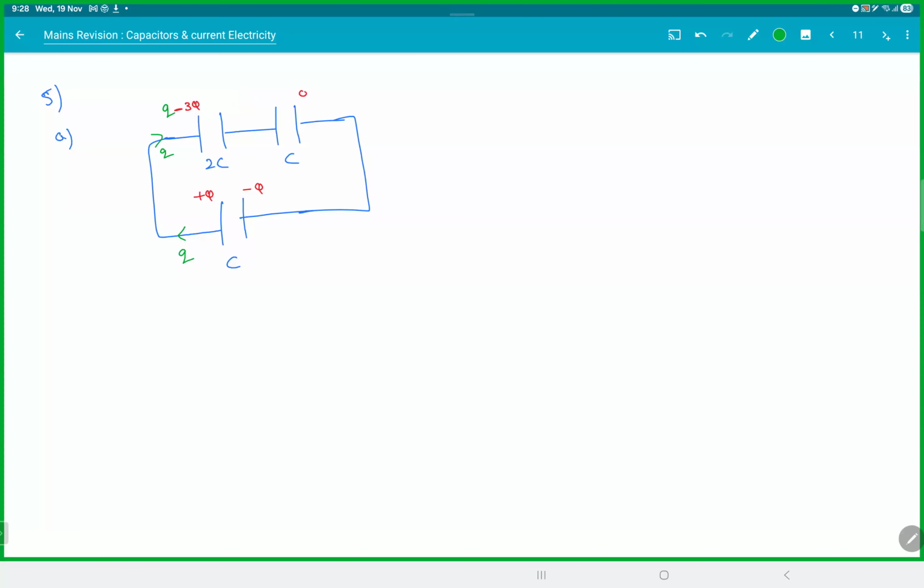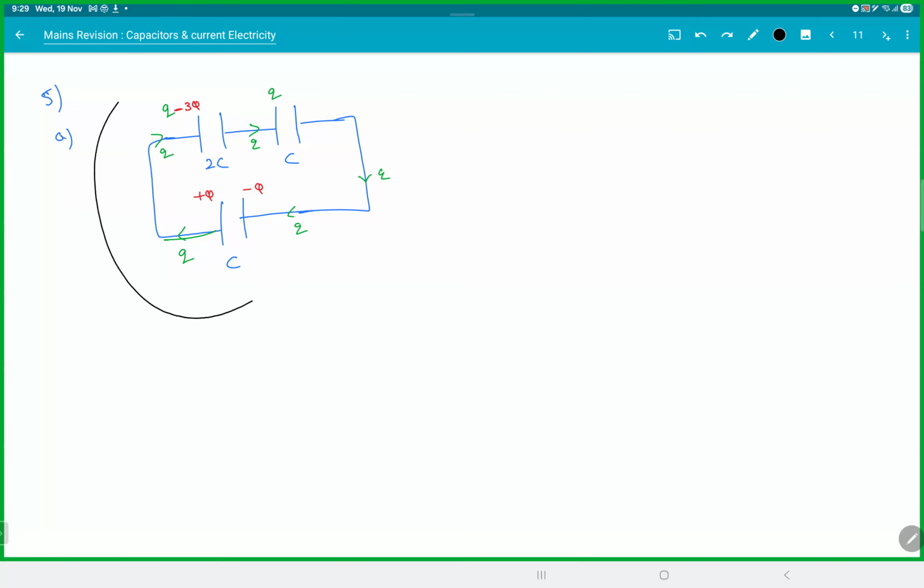You can just assume Q is continuously flowing through this. Q is flowing, so this will become Q. The other plates I'm not drawing, and Q will come back again. So remember, once you say Q is starting from here, whichever plate you touch, you have to add plus Q, and you have to come back again. Are you clear with this distribution? Then you're done. Apply Kirchhoff's loop law inside.